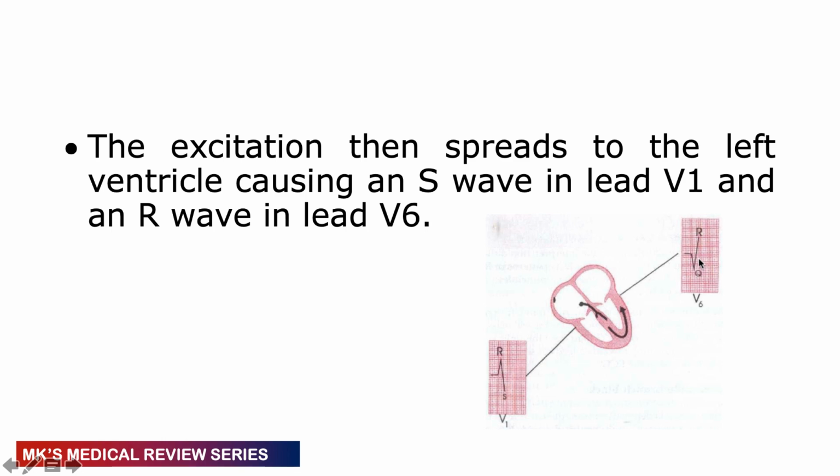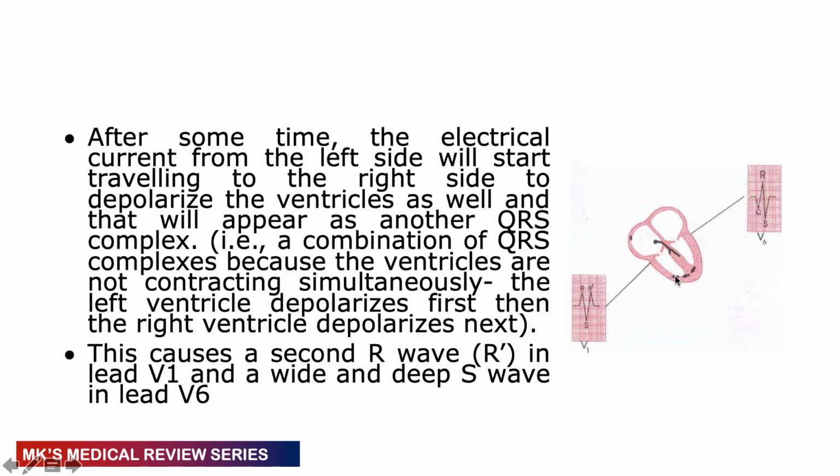On the opposite side, because this is spreading towards the left ventricle first, and remember that the left ventricle is going to depolarize before the right ventricle, this impulse which is moving away from V1 will give you a negative deflection in lead V1, because the right ventricle has not depolarized at this particular time. So you see an S wave in V1, and you're going to see an R wave in V6.